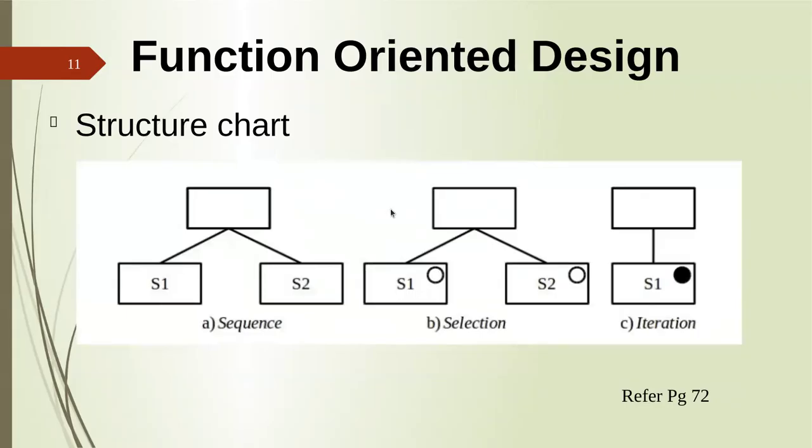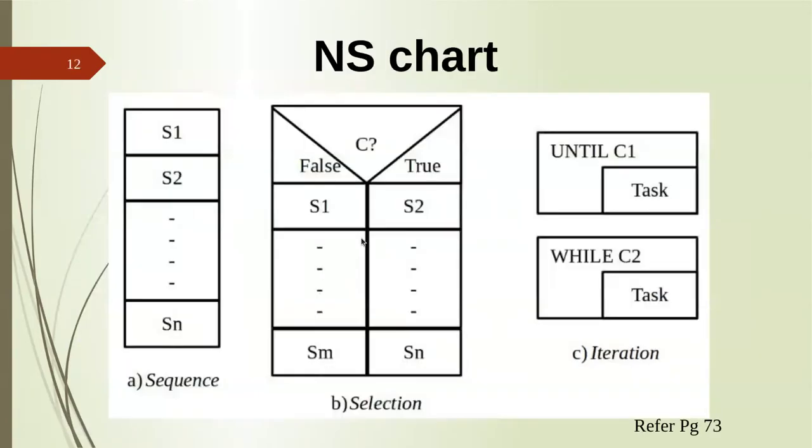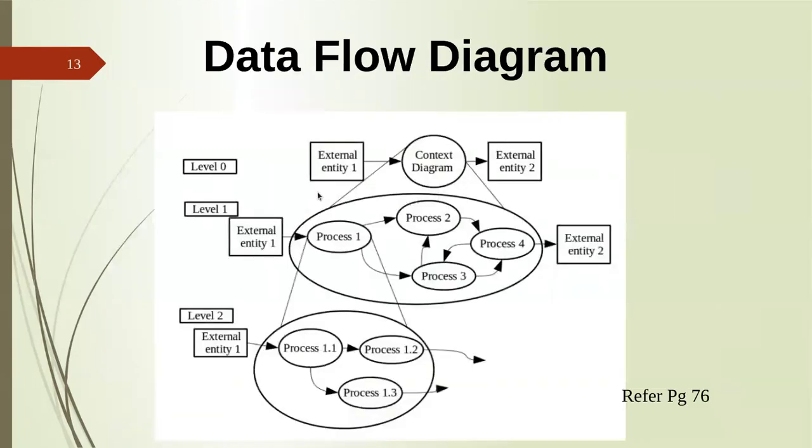Function-oriented design, the structure chart also has sequence, selection, iteration. In this chart also, these are different ways to present graphically. A data flow diagram shows how data flows through each process.